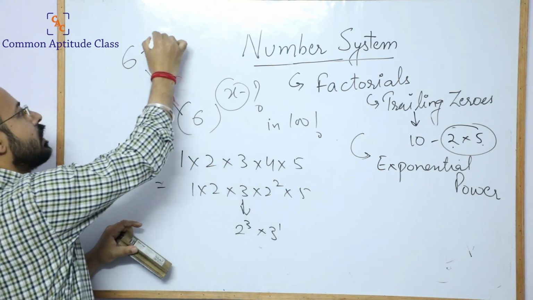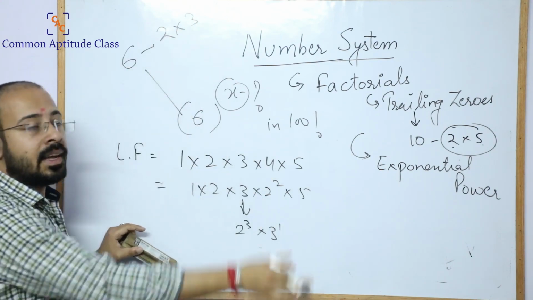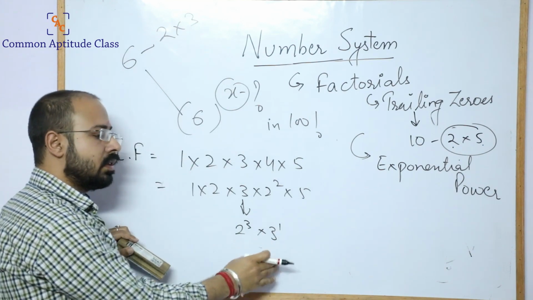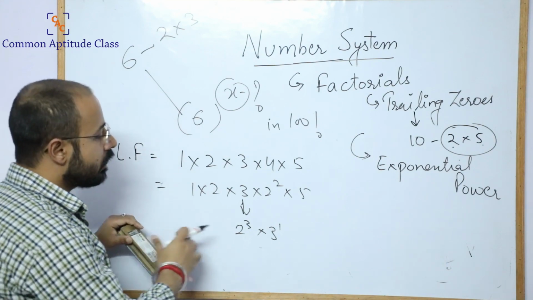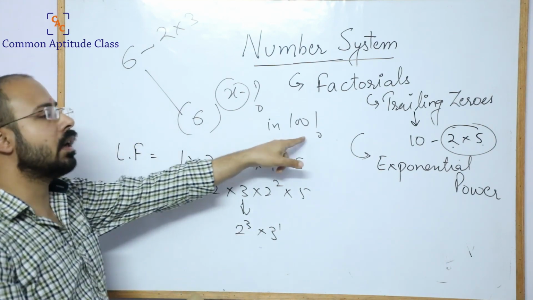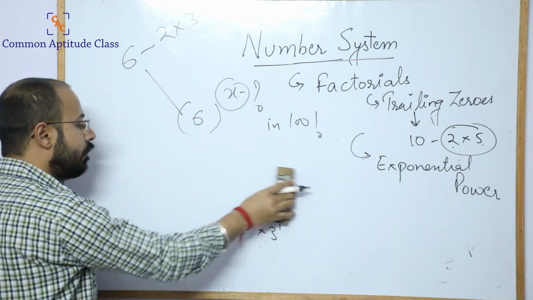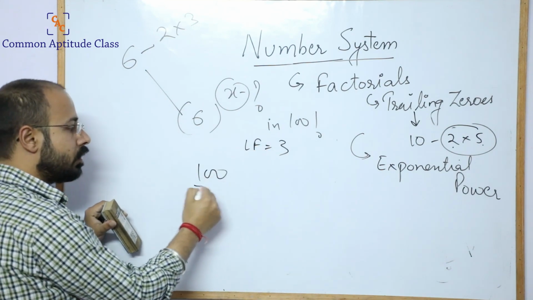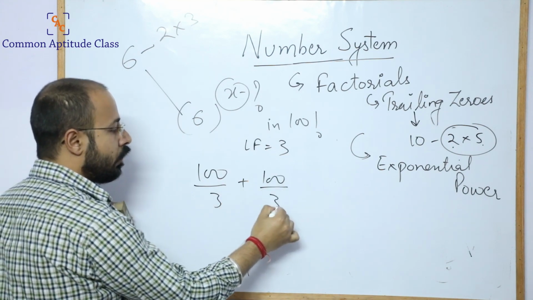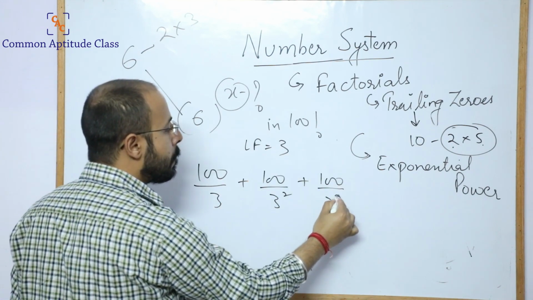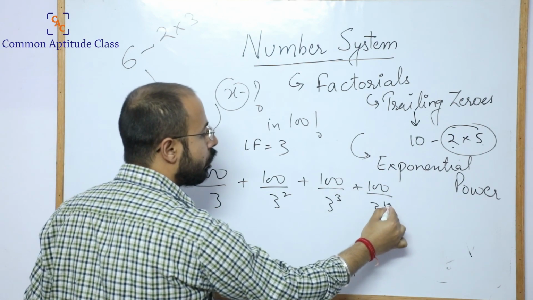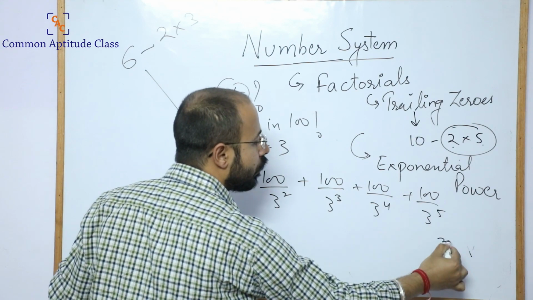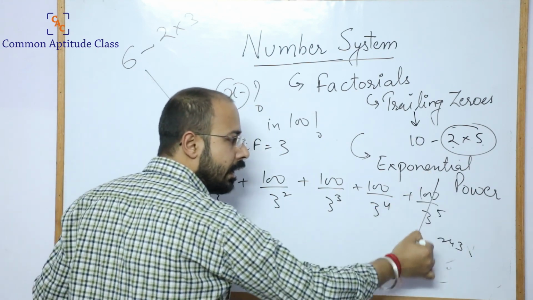Prime factorize the 6. That is 2 into 3. Any one of the above can be the limiting factor, so this is the way I have to go. Now 3 is the limiting factor. I will count 3 in 100 factorial. How? The same way. The limiting factor is 3. So count 3: 100 upon 3, 100 upon 3 square, 100 upon 3 cube plus 100 upon 3 power 4. I can't go with 100 upon 3 power 5, that is 243, so that is not possible.